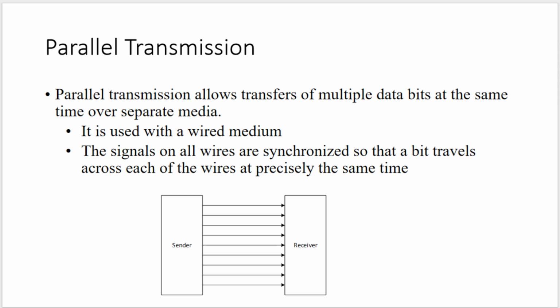For example, data transfer between a computer and its peripheral devices like a printer's parallel port, and the internal data bus within a computer. And also it has two advantages. One is high speed. It can send multiple bits at the same time, and it can match the speed of the underlying hardware.